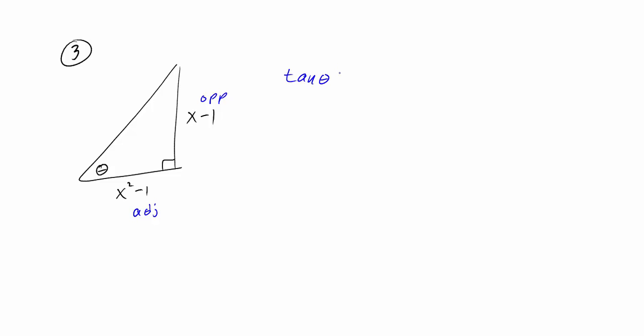And we know the tangent is opposite, so that would be x minus 1 over the adjacent, which is x squared minus 1. So again, that means the angle theta is equal to the inverse tangent of x minus 1 over x squared minus 1.